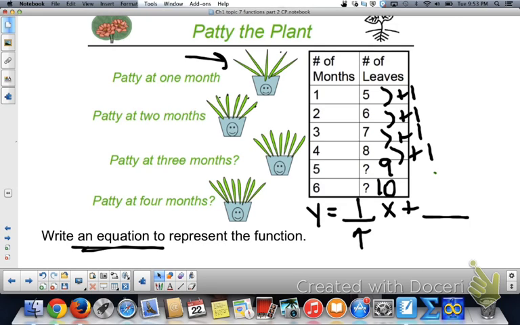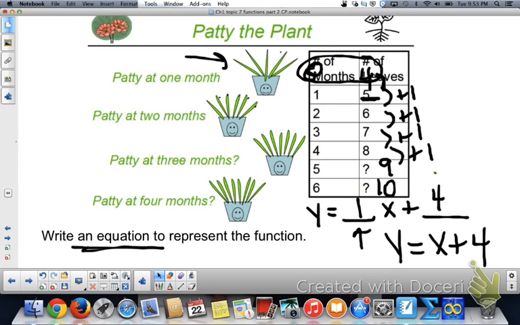So if I go back to 0 up here, right, what would I have to go back to? So 0 months, what would I go back to here in order so that when I add 1, I get 5? Yeah, 4. So my 0 number would be 4, because if I add 1, I get 5. So the 0 number is 4. So y equals x plus 4.